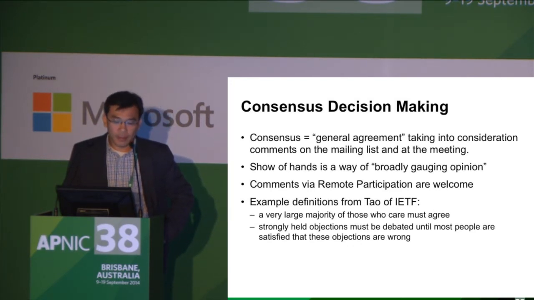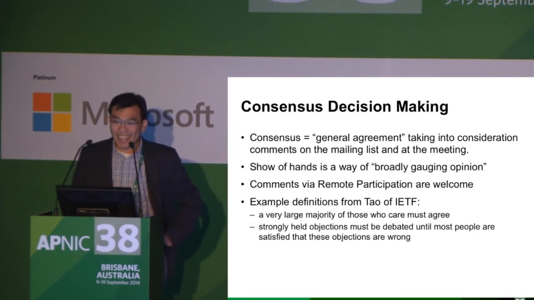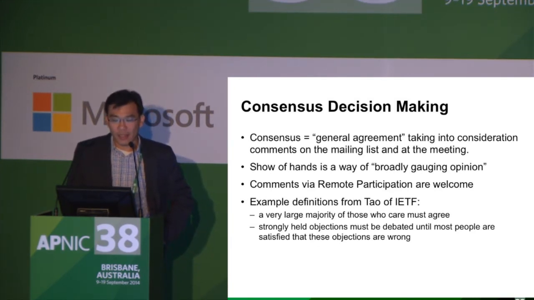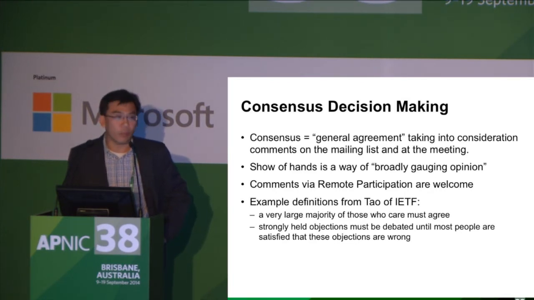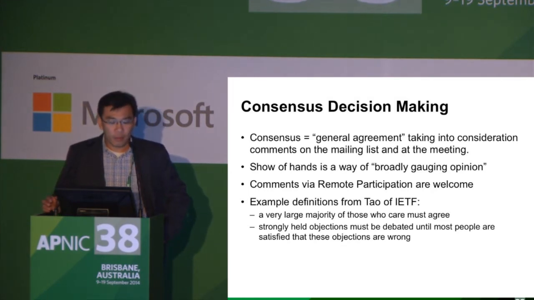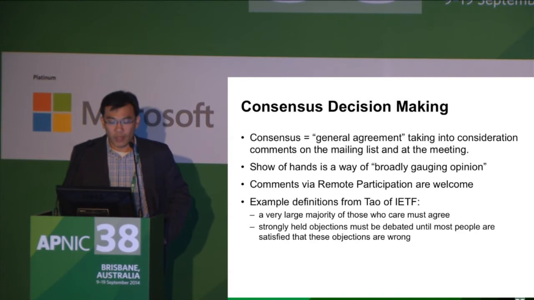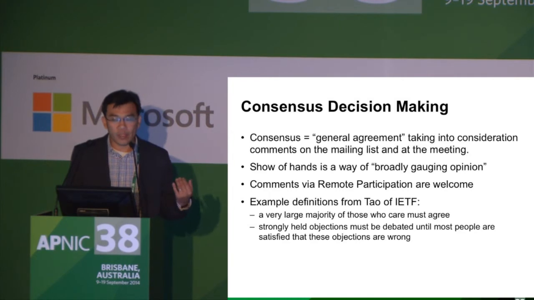This is a description of consensus. Consensus means a general agreement, taking into consideration comments on the mailing list and at the meeting. Show of hands is a way of broadly gauging opinion. Comments via remote participants are welcome. Then we also have an example from the IETF. It says a very large majority of those who care must agree, and strongly held objections must be debated until most people are satisfied that these objections are wrong. We will revisit these descriptions after the latter half of this session.